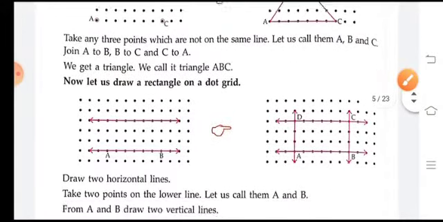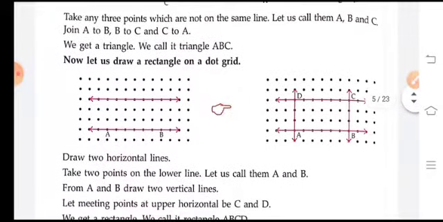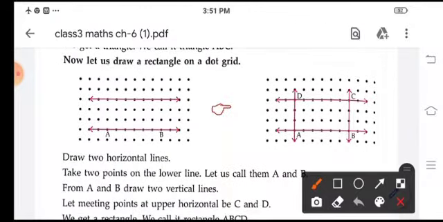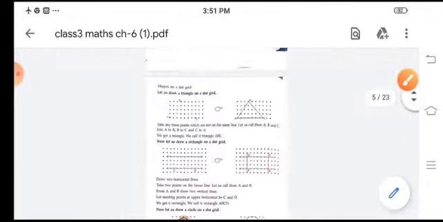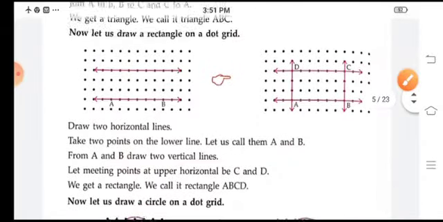Okay, so let's draw a rectangle on the dot grid. Here first we draw 2 horizontal straight lines, then 2 vertical straight lines. Okay, and we mark the points A, B, C and D. So in this way we draw the rectangle on the dot grid.